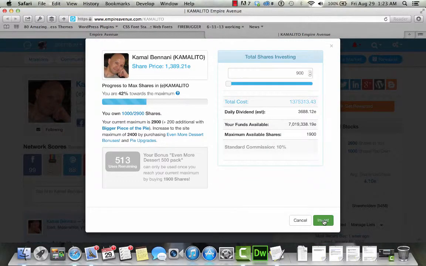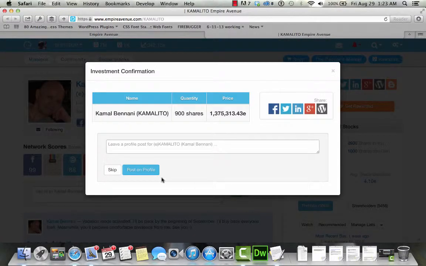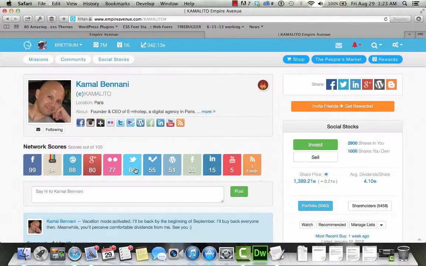And I do like to make sure that my dividends are high. I've been meaning to invest some more in Kamal, so I'm going to go ahead and make this investment. Plus 900. Leave him a note. Working hard to match your investment and benefit from your great dividends. Keep up the good work. Post that on his profile, and there you have it.